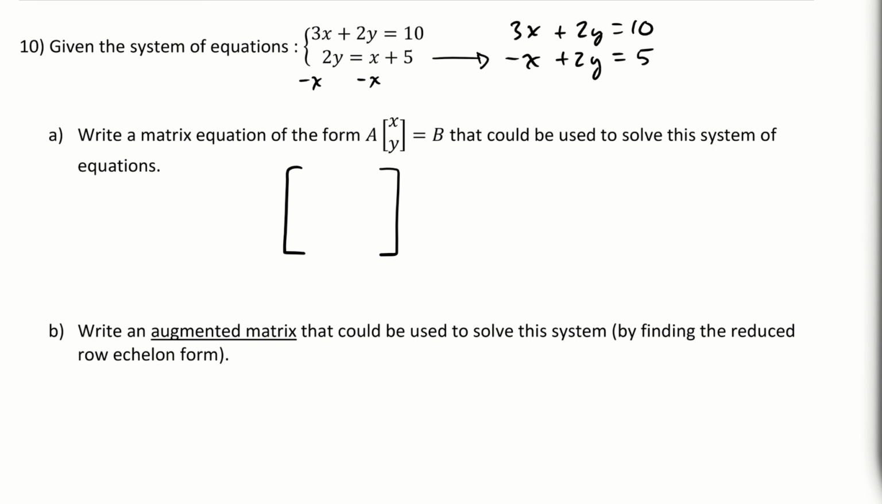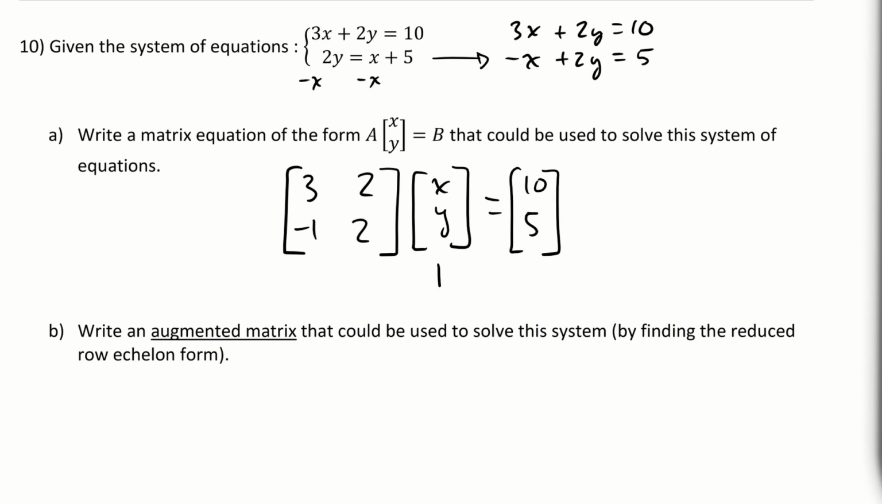So we now have these equations written in standard form, and because of that I can go ahead and write the coefficient matrix. It would be [3, 2; negative 1, 2], and then multiply that by the variable matrix [x, y], and I get this constant matrix from the other side, [10, 5].